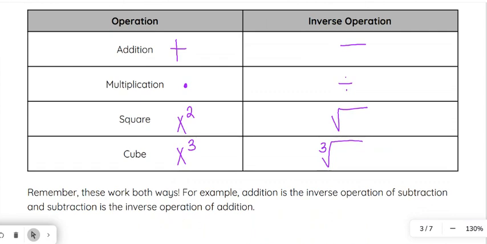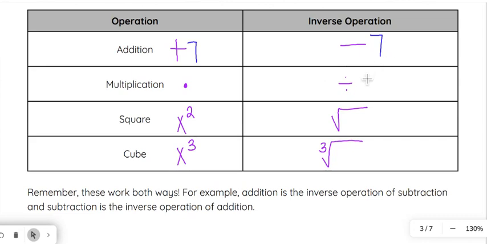Something to remember with that, these work both ways. So I put addition, multiplication, square, and cube over here, and these are the inverse, but it also works the other way around. So for example, if we have subtraction in a problem, if we subtract 7 on one side, then adding 7 to both sides is going to be the inverse operation that undoes that minus 7.